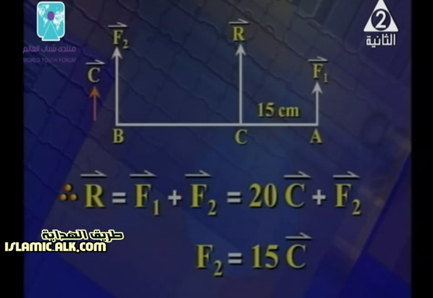Why? Because R equals 35, and R equals F1 plus F2. F1 equals 20, then F2 equals 15C vector.